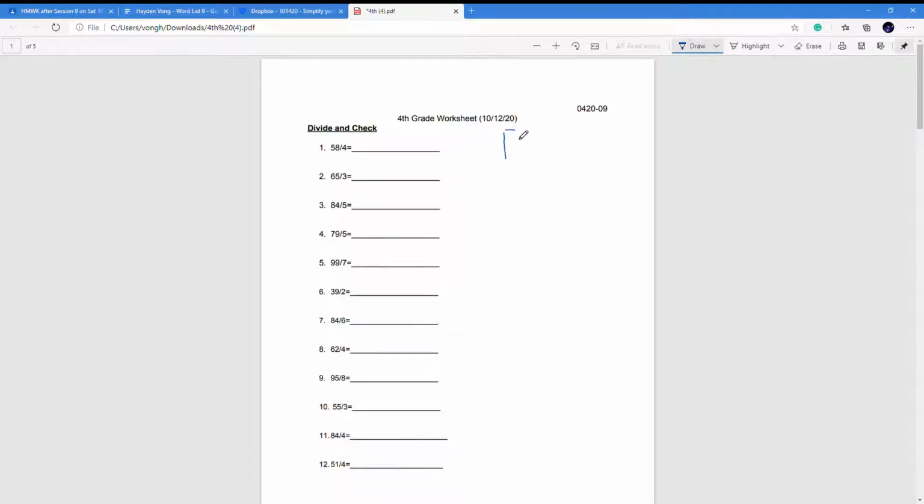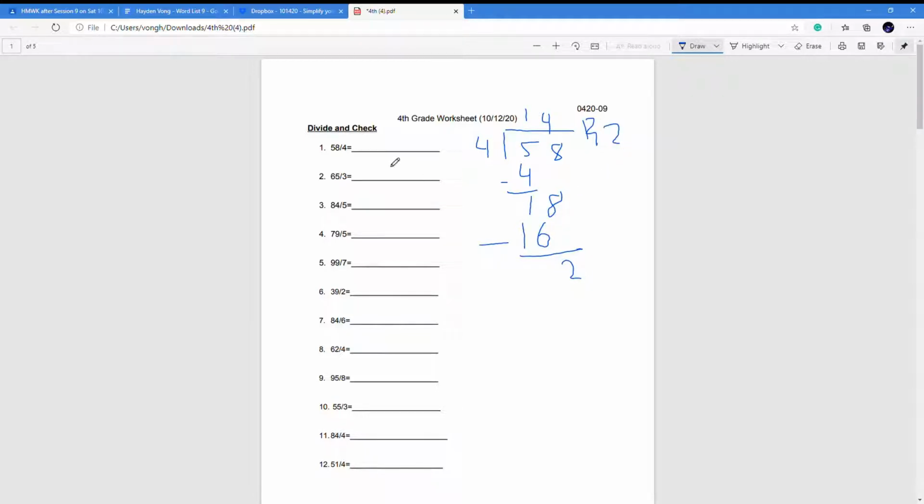So we have 58 divided by 4. If you know how to divide, it's like how many times does 4 go into 5? It goes into 5 once, so you subtract 5 minus 4. You get 1, drop down the 8. How many times does 4 go into 18? 4 goes into 18 4 times. 4 times 4 is 16. You subtract, you get 2. So your remainder is 2.